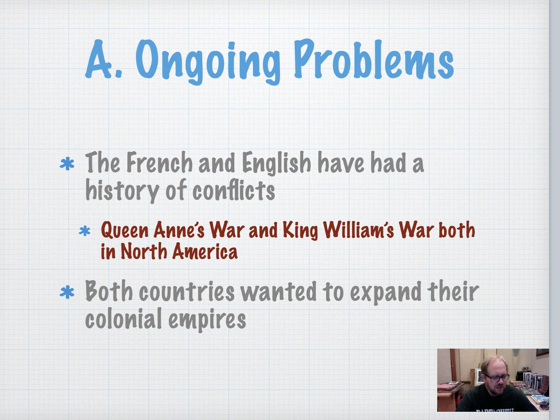Okay, first thing you need to know is that the French and English problems were not in a vacuum. The French and English had a long history of problems between these two countries, and they played out not only in Europe but also in the New World in America as well. A couple of the original ones that we talked about in the last unit were Queen Anne's War and King William's War, both in North America, and really both wars that you don't need to know much about for AP, but just that both were attempts to expand each other's empires, and they both had conflicts with each other.